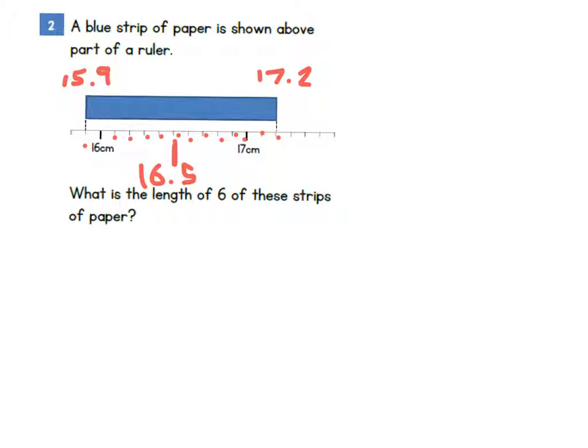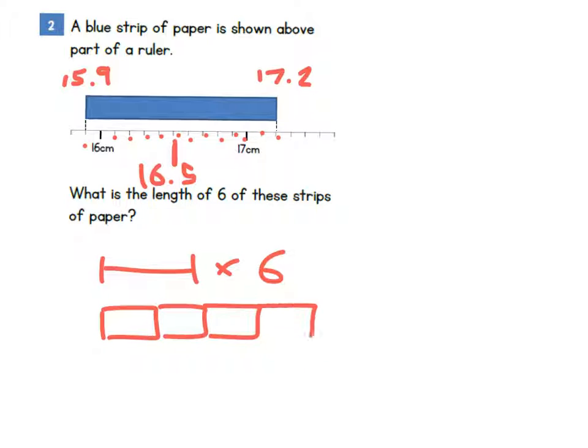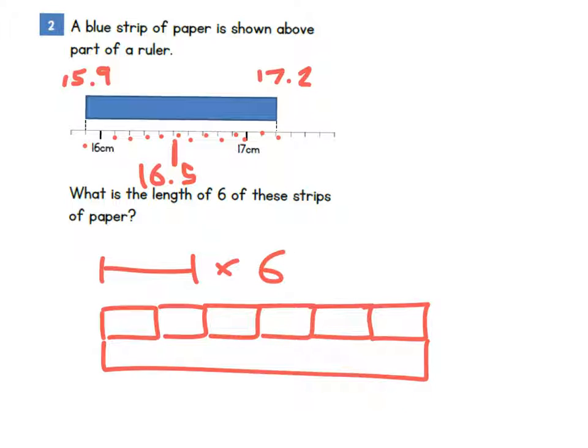I should now be able to work out how long one piece of paper is. And then if I need 6 of them, I just times it by 6. So I'll have 1, 2, 3, 4, 5, 6 of those pieces of paper. And what would the length come to?